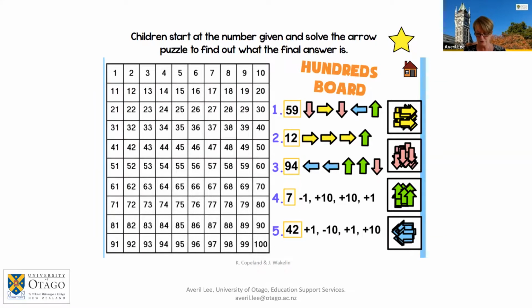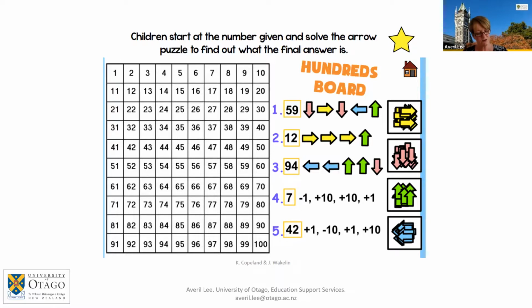So if you're moving your finger on your hundreds board already, you should have your finger on 70. If you go down another 10 or add 10, you should be on 80. If you go to the left one, you should be on 79. And if you take away 10, you should end up on 69. So just do a couple of these together, and then I'll show how I would differentiate that in a classroom.